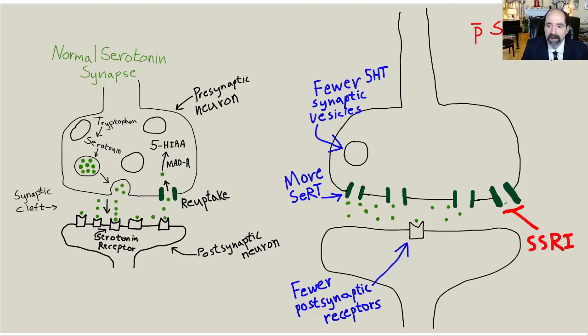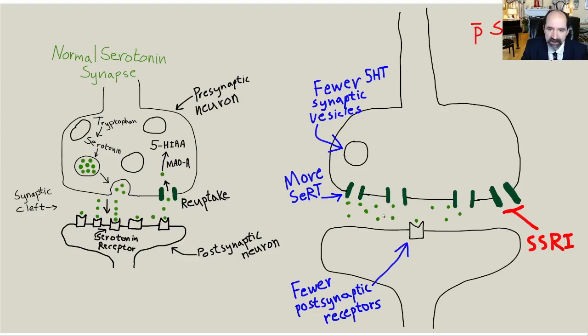Now here's a situation after a patient's been treated with an SSRI, a selective serotonin reuptake inhibitor. It'll block the reuptake into the presynaptic neuron, but then the presynaptic neuron will fight the drug. It'll try to compensate for the effect of the drug. And this will happen over the course of weeks. It'll start to produce more reuptake, serotonin reuptake transporters.